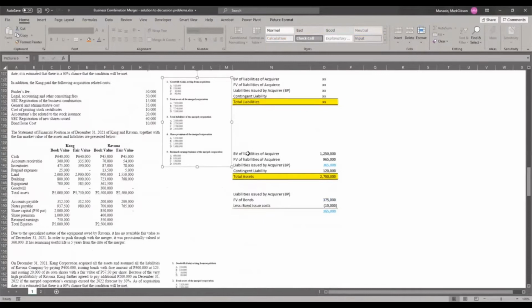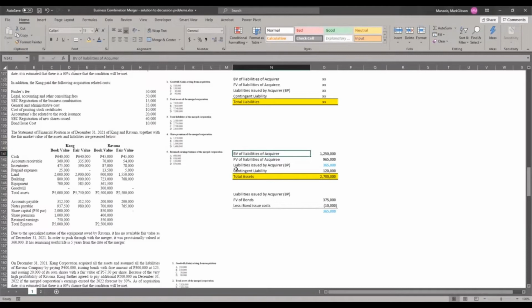Sabi natin, book value of the liabilities of the acquirer. Tandaan na, it's the book value. Kasi nga, we are not restating Kang's books. Why? Kasi di ba under going concern, book value is equivalent to the fair value. That's why the book value of Kang should reflect its fair value, and it's the acquiring entity.